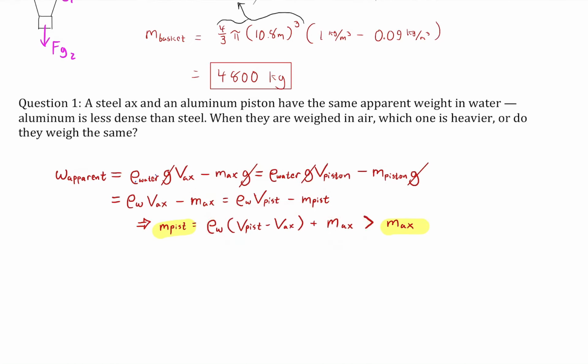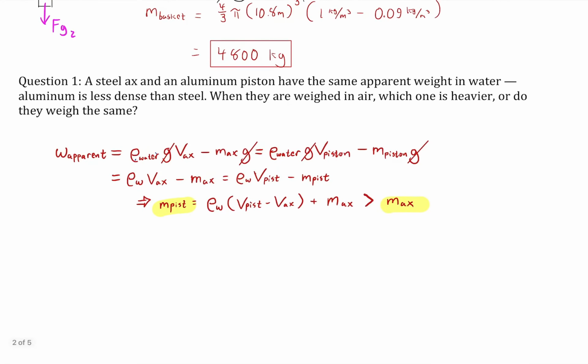Okay, and then we know that the mass of the piston, which is equal to this expression, is going to be greater than the mass of the axe. Can you see that? Because it has to be. Look, the idea is that we have the mass of the axe plus something, okay? And you might be like, well, can you really say that? Are you sure it is?